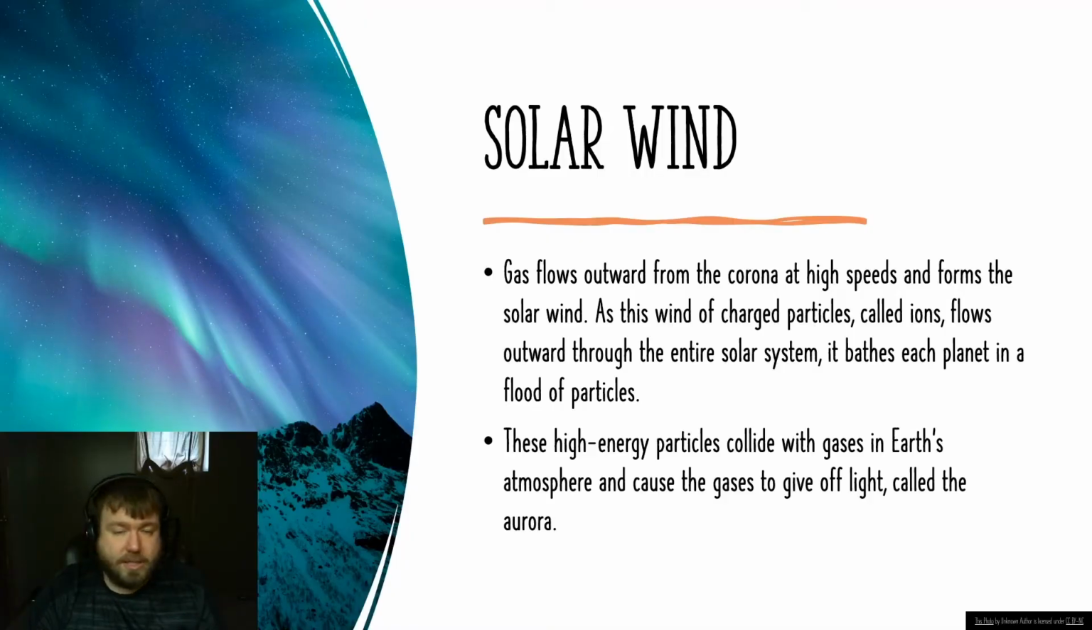Okay, so the next thing we're going to talk about is solar wind. Gas flows outward from the corona at high speeds and forms the solar wind. As this wind of charged particles, called ions, flows outward through the entire solar system, it bathes each planet in a flood of particles. So this is constantly being emitted by the Sun, and it just coats all of the planets in the solar system. These high-energy particles collide with gases in Earth's atmosphere and cause the gas to give off light called the aurora.